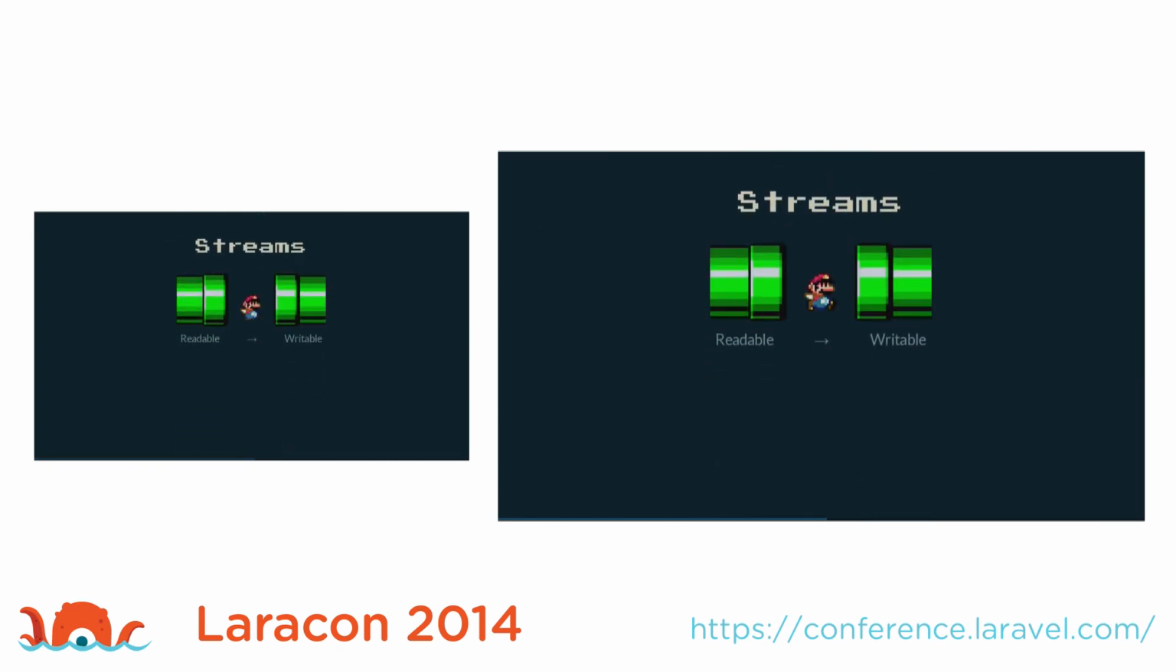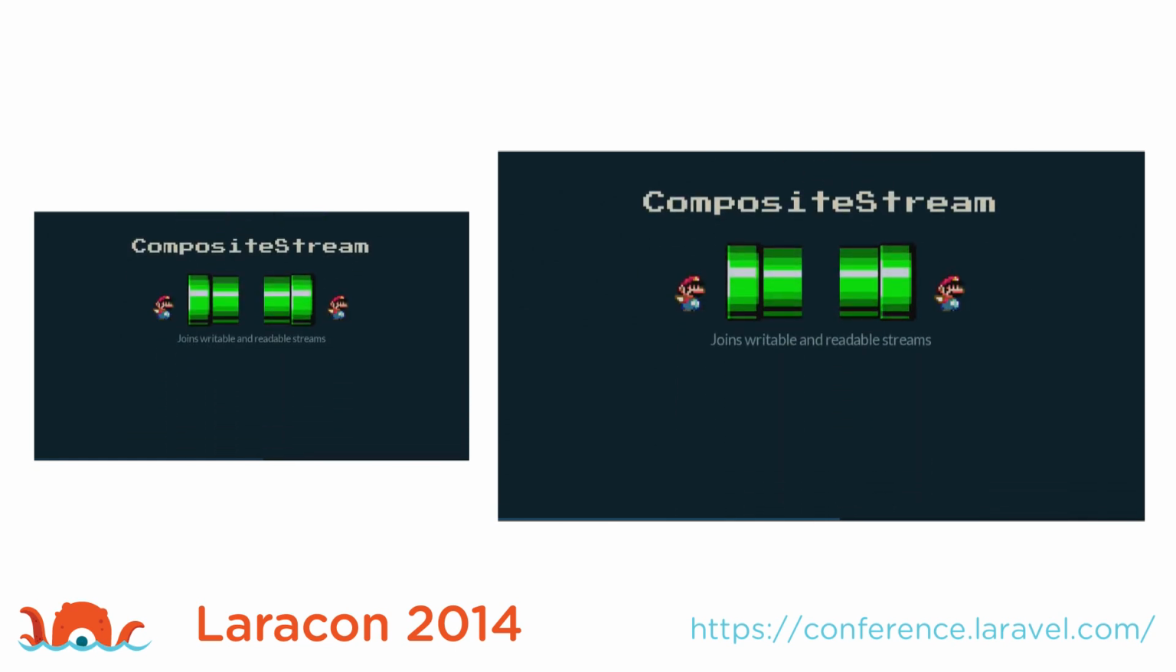And so I worked really hard on these animated GIFs. So an example of streams: readable streams, if Mario is the data that we're passing along, goes right into a writable stream if we were to pipe them together. A composite stream is where we construct a stream and give it two different streams in the constructor. It basically creates one stream that we can both read from and write to.